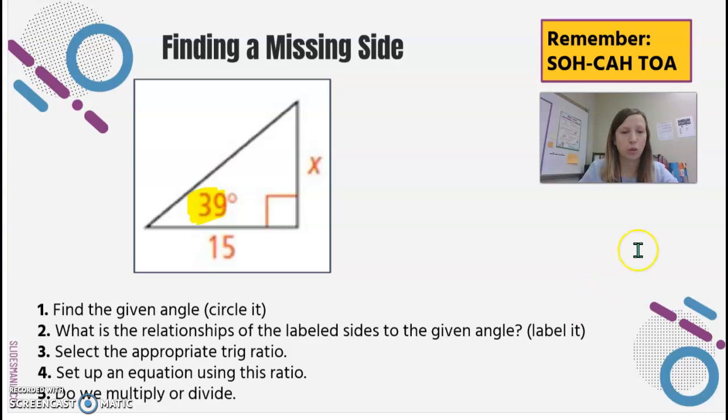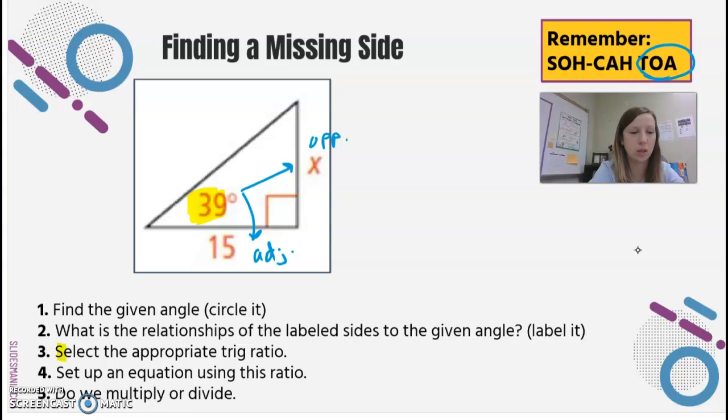So what do we have with our sides? We have the side opposite, okay, and we have the side right next to it, adjacent. We do not know the hypotenuse. So opposite and adjacent means we're going to use tangent as our trig ratio. So that's what we just did here. We selected the appropriate trig ratio. We're going to use tangent.